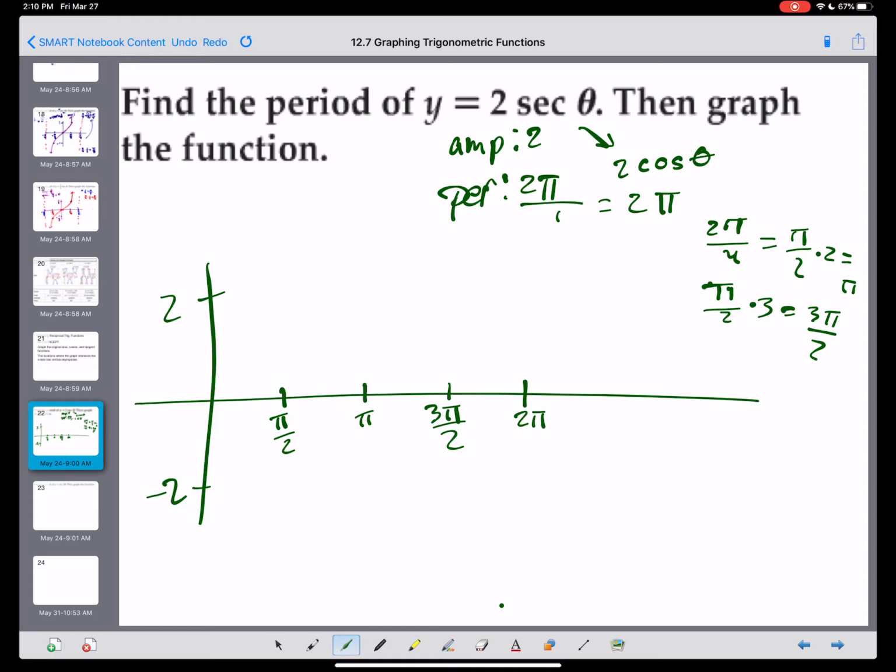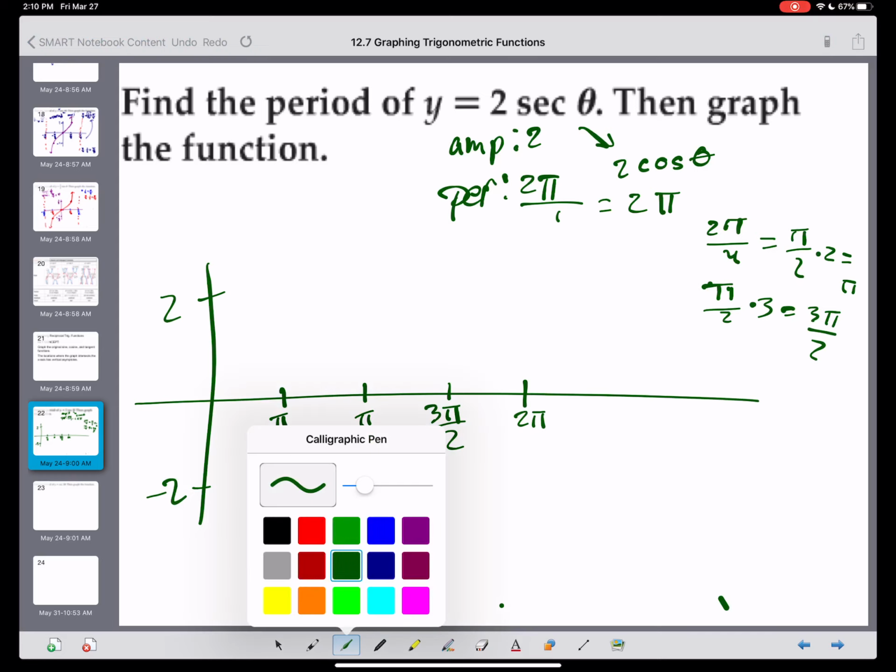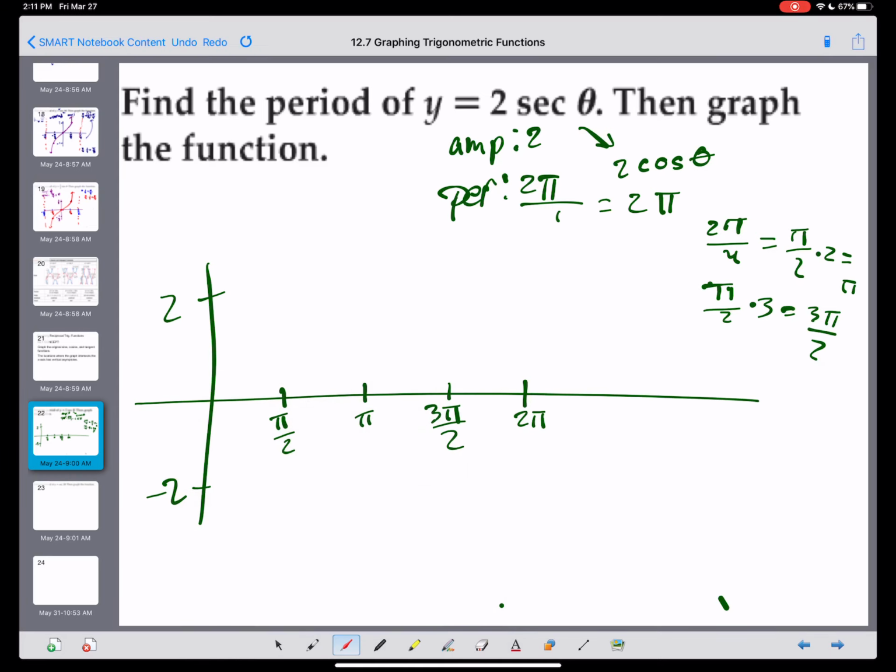Okay, so like I said, that's probably the most important part for you guys to understand: how to break your graph down to fourths. Next, I understand that it's cosine, so I'm just going to draw the coordinates for cosine. Cosine starts high, middle, low, middle, high.